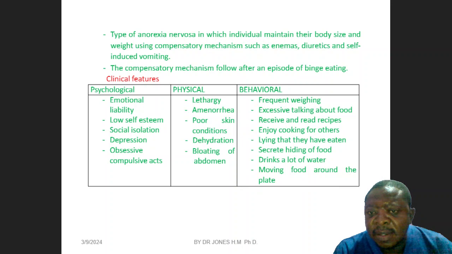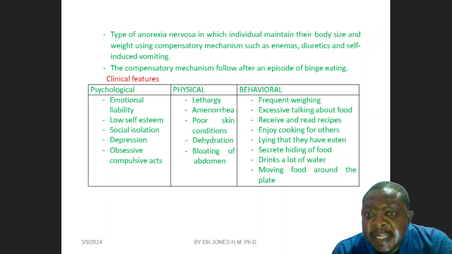Then they enjoy cooking for others and like cooking for themselves. Okay, so they'll cook, but at the end, they are not eating. They just like cooking for others. Then the other behavioral clinical feature that we see is lying that they have eaten. The other clinical feature that we see is secrecy and hiding food. Then they eat much later when others have eaten, and they want to eat in secrecy. So they lie that they have eaten, they have not eaten, but they tend to hide their food.